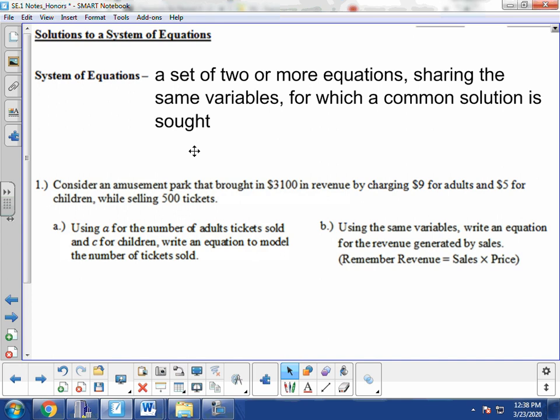So basically what we have here is we have adults tickets and we have children's tickets. Between the two of them, we sold 500 tickets. So we can relate the adult and the children's tickets together in that manner. Also, in selling them for $9 for adults and $5 for children, we were able to establish $3,100 in revenue. So we can relate those in a different format, taking a look at their value. See if you can use this information to answer questions A and B, and then we'll talk about how they come together to form a system of equations. So go ahead and pause the video and answer questions A and B.